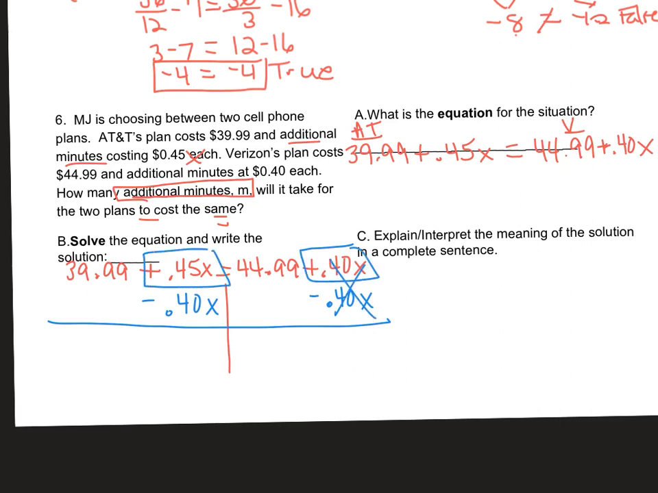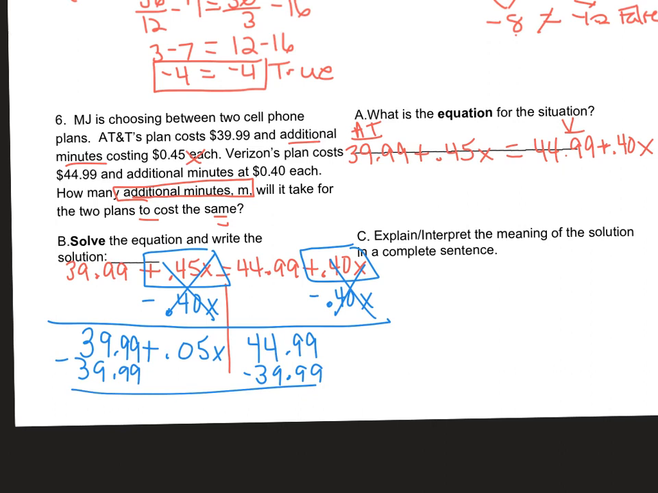This gives me a zero pair, and when I subtract 45 cents minus 40 cents, that leaves me with 5 cents. I go ahead and bring down the $39.99 plus the 5 cents X, and that equals $44.99. Now I'm going to subtract $39.99. What I do to one side, I do to the other. I'm subtracting $39.99. That's going to leave me with 5 cents times so many minutes, which equals 5.